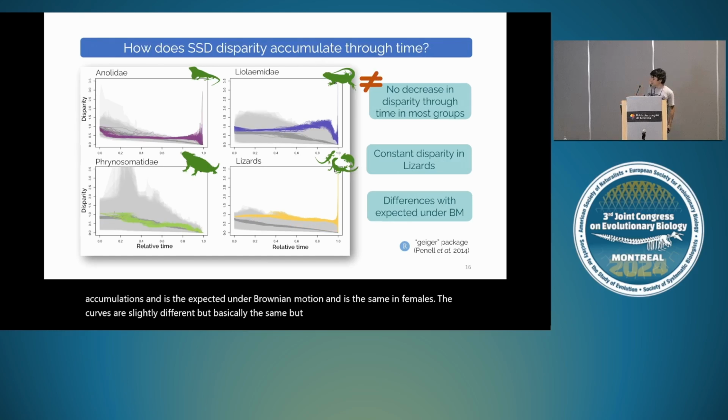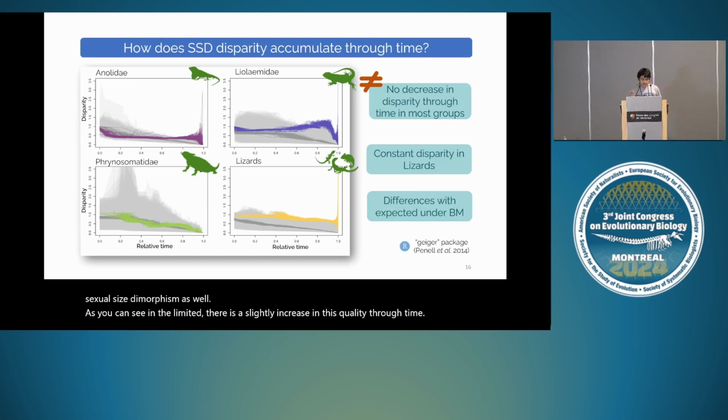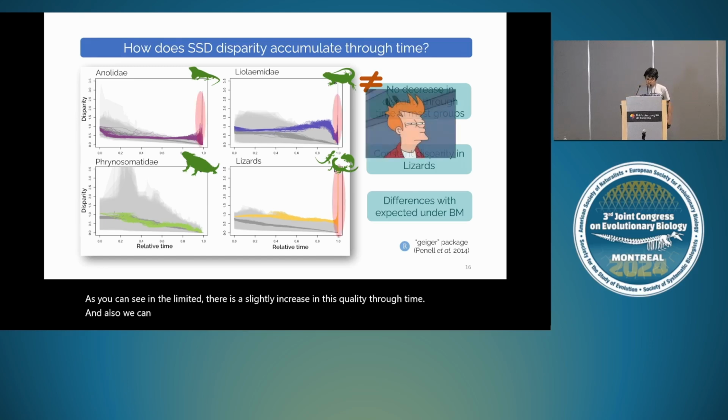But when analyzing sexual size dimorphism, I found that there is not a significant decrease in disparity through time in sexual size dimorphism. As well, as you can see in Liolaemidae, there is a slight increase in disparity through time. And also, we can find that near the present there are peaks, but you have to be suspicious when you see that, because it is possible that it is because of incomplete taxon sampling.